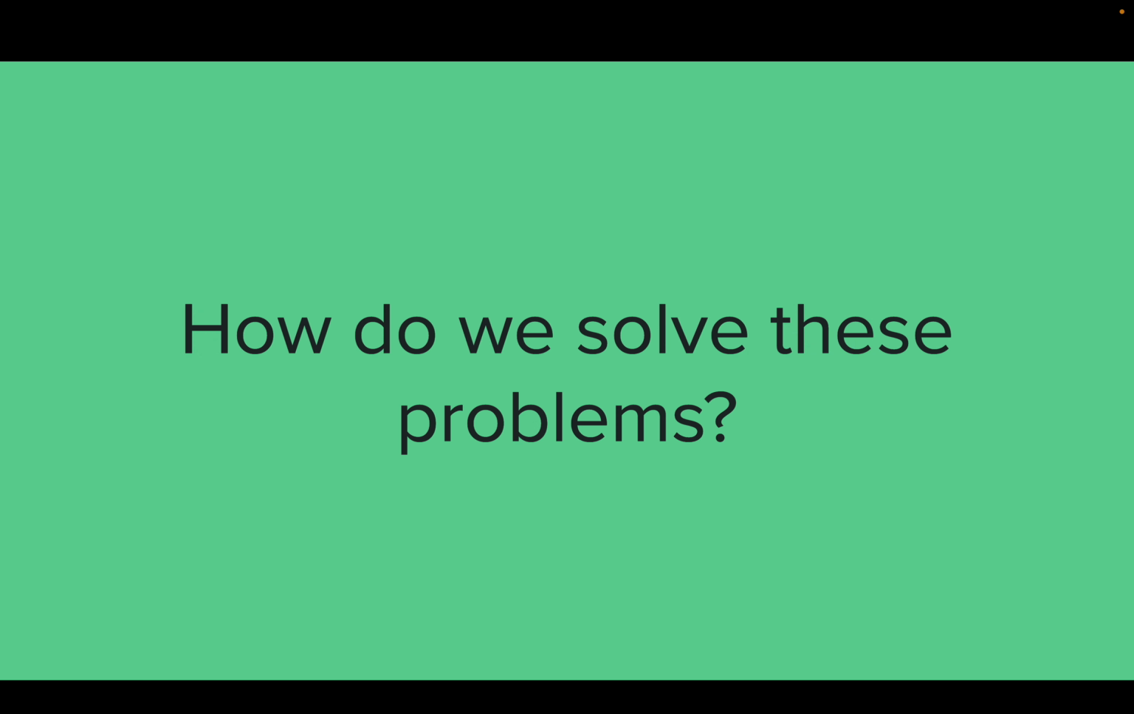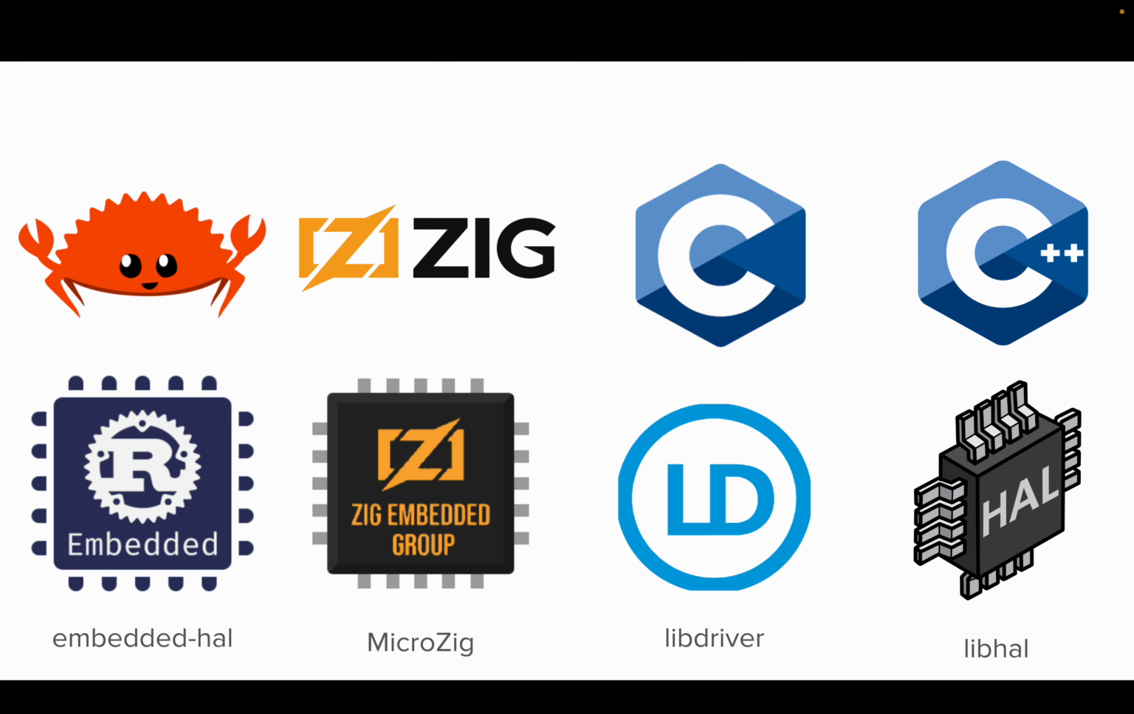So how do we solve these problems? Well, we solve these problems with a hardware abstraction layer library. So there are a couple of them out there, and I'm going to go over a few of them. For Rust, and if you are a Rustacean and you like Rust, you should use embedded HAL. If you're into Zig, there is micro-Zig. If you're into C and you like to do your drivers just in C, there's libdriver, or you can just work in Linux. And then finally, we have libhal, which is developed for C++.